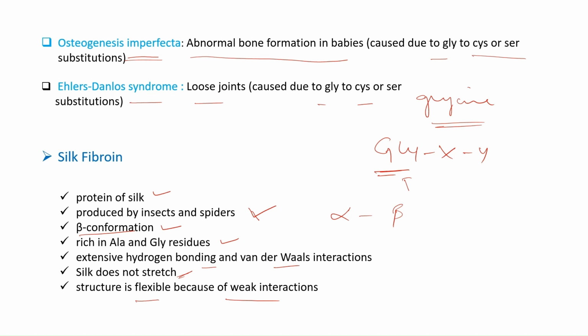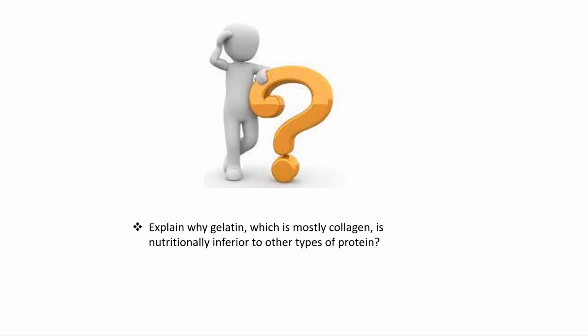about globular proteins. Now, one question from my end for you all, that is, explain why gelatin, which is mostly collagen, is nutritionally inferior compared to other types of protein. Gelatin, though it is used in the preparation of many food items, if we see its nutritional aspect, it is very inferior in nutrition compared to other proteins. So you have to explain why.